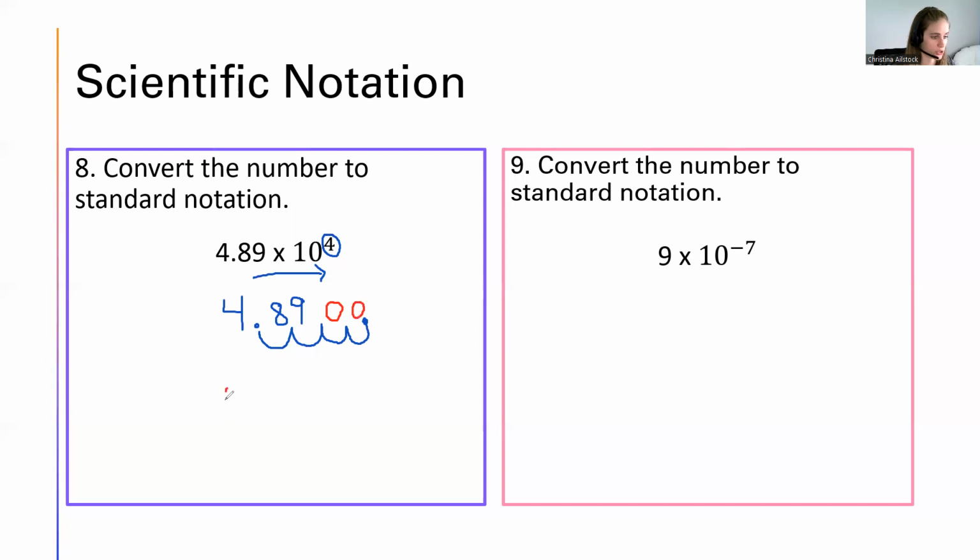Our number in standard notation is 48900, otherwise known as 48,900.